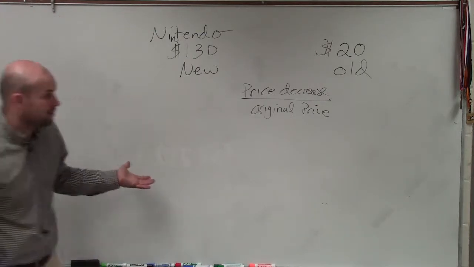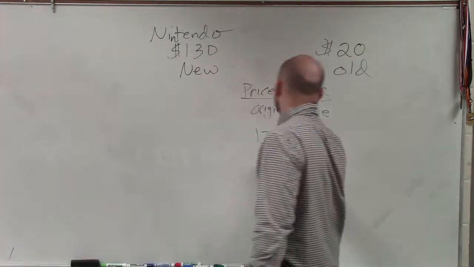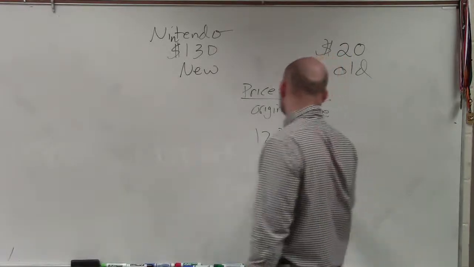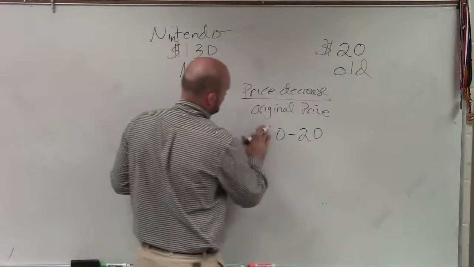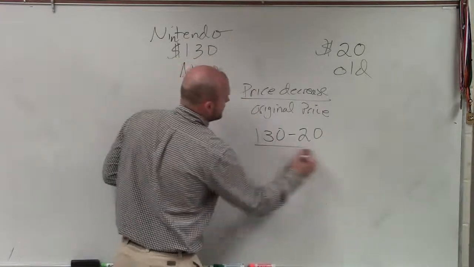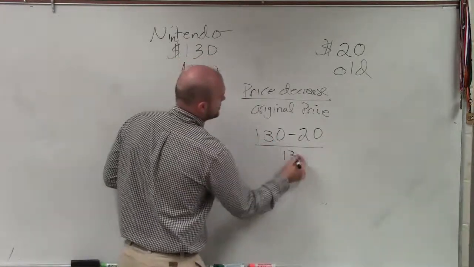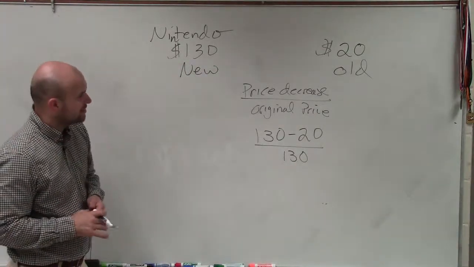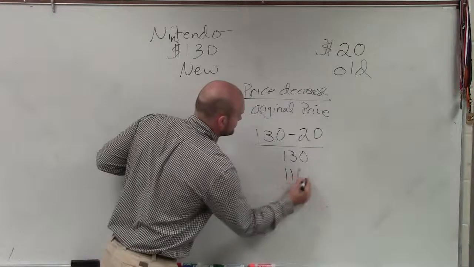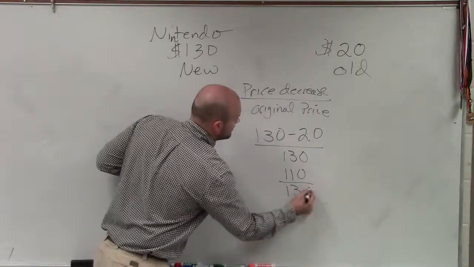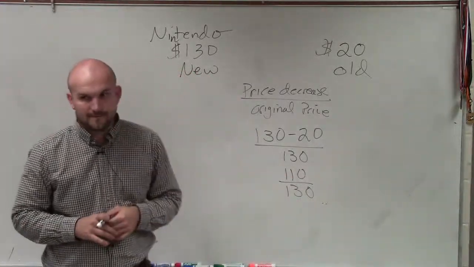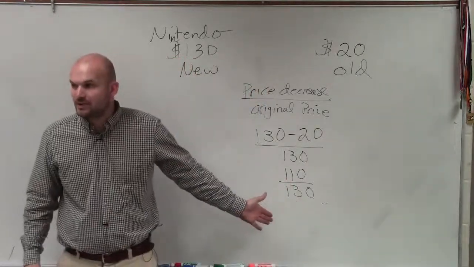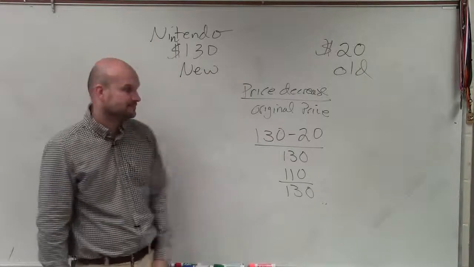So basically, ladies and gentlemen, what we need to do is determine what the decrease was. So I subtract 130 minus 20, all over the original price, which was $130. Right? So what I have is 130 minus 20 is 110 divided by 130. So now what I need to do is determine what exactly this percent is.